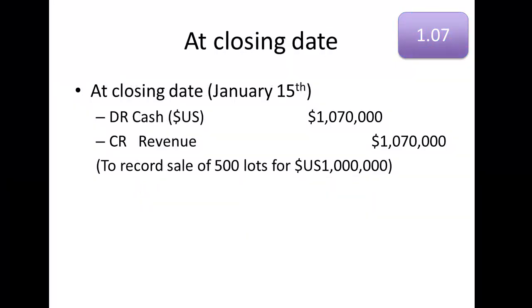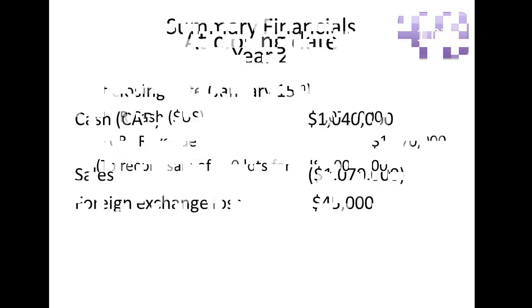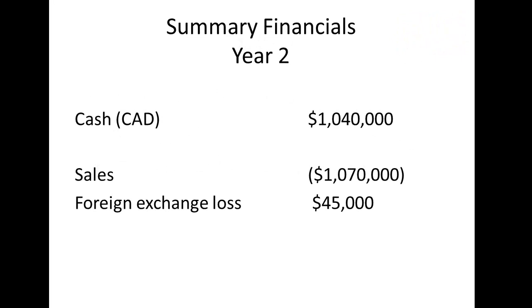Oh, and by the way, Bob just so happened to sell 500 lots for $1 million US on this day as well. The sale of the lots was not specifically attached to the forward contract for foreign exchange. The year 2 financial statements would look as so.